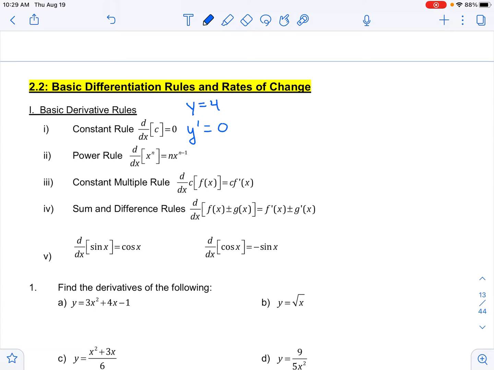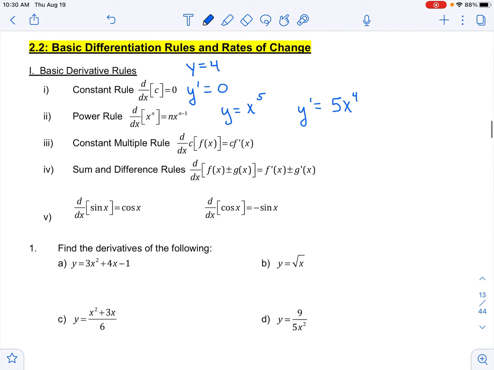The next one is the one that you're going to be using the most often. It's called the power rule. So if you have a function like y equals x to the 5th, so you have x raised to a power, the rule for the derivative is you bring down the power and reduce the power by 1. So the derivative of x to the 5th is y prime equals 5x to the 4th. You would get the exact same answer if you use that entire long definition with the limit.